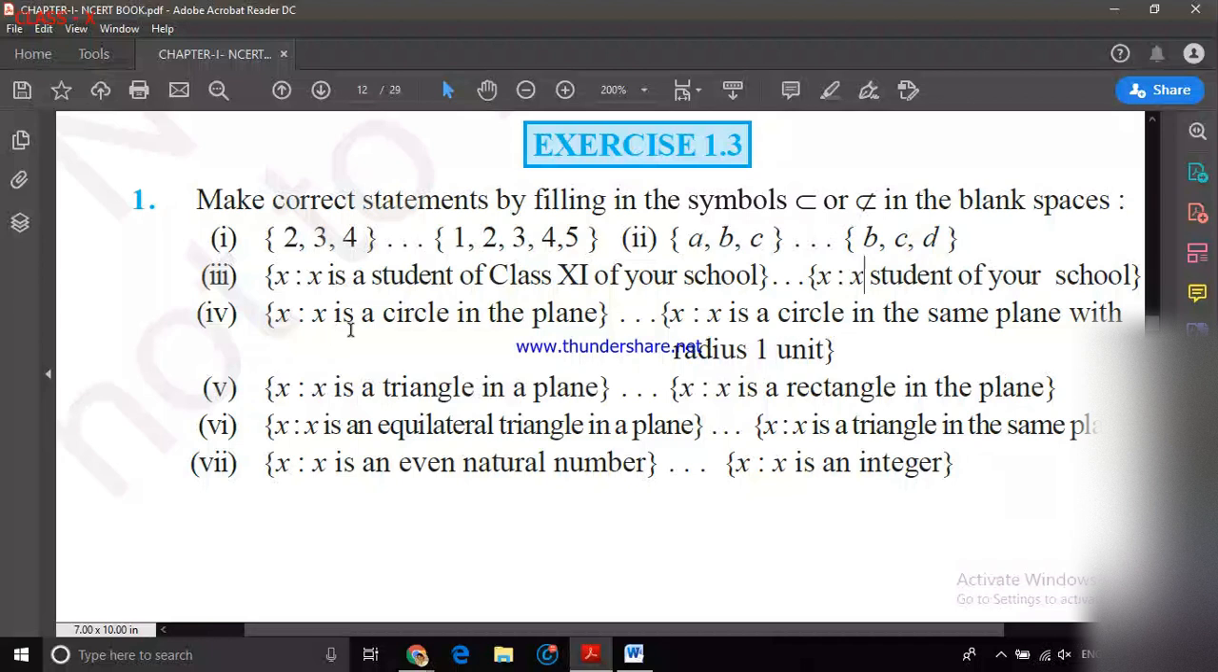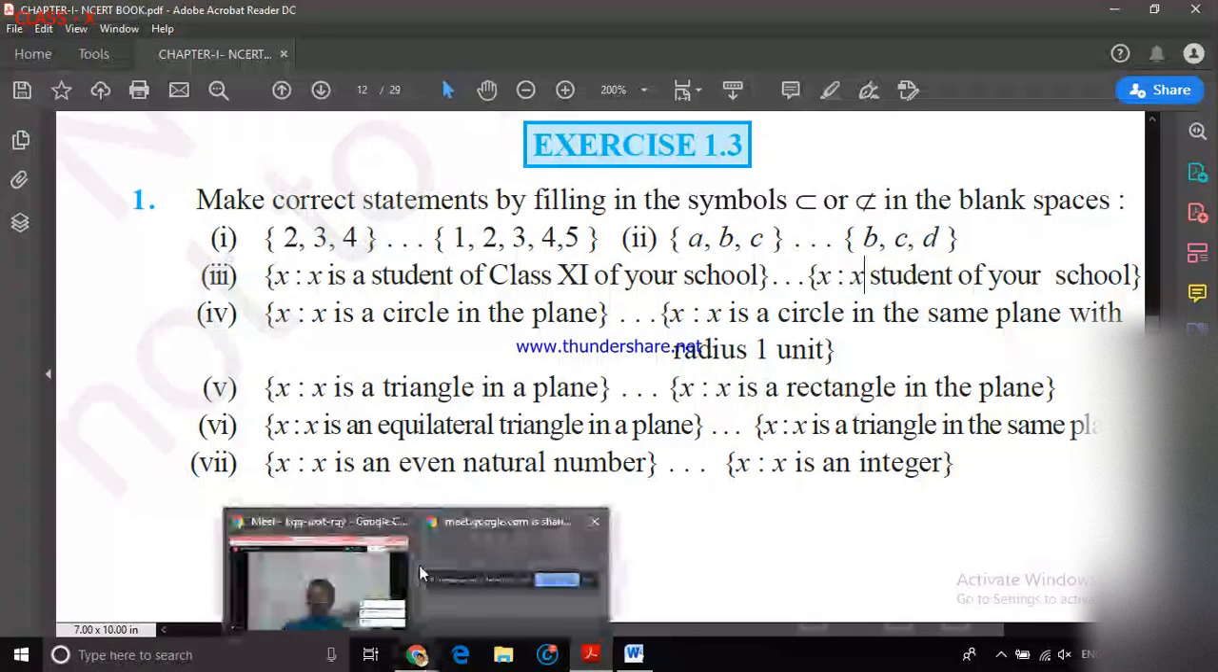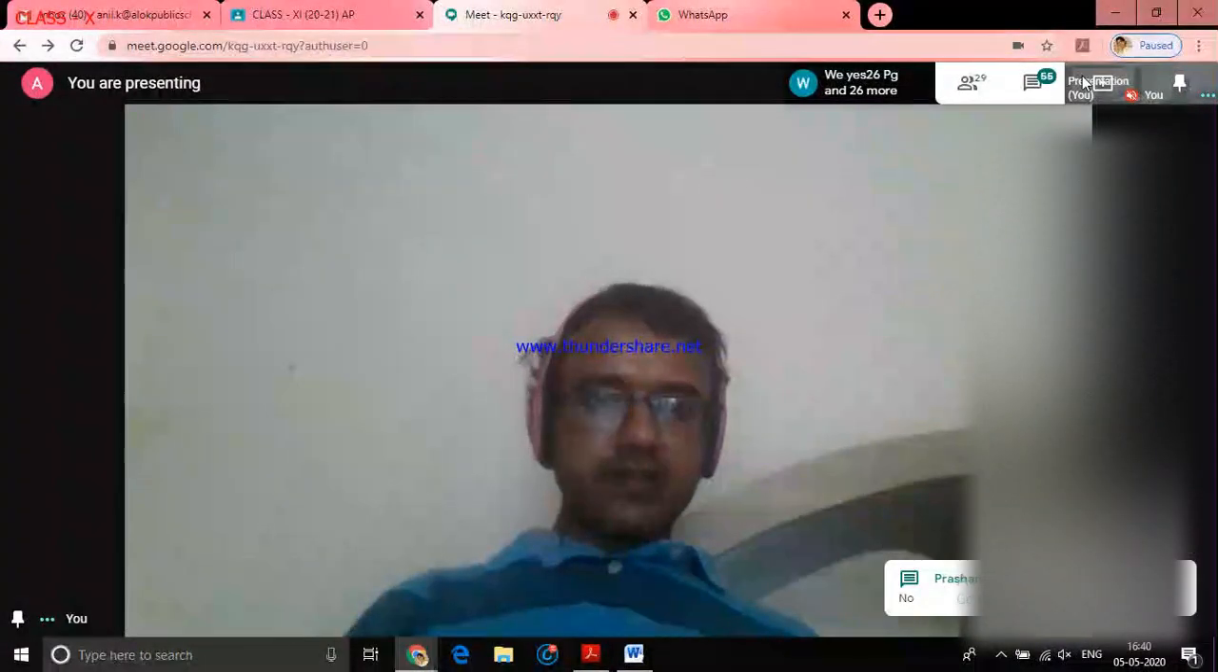Next, X such that X is a circle in the plane, that is set 1. X is a circle in the plane with radius 1 unit. Now I want the answer from you. For the fourth one, the first one I will take as set A and the second one as set B. A is the set of all the circles and B is the set of all those circles with radius 1. Let me see if anyone answered it.